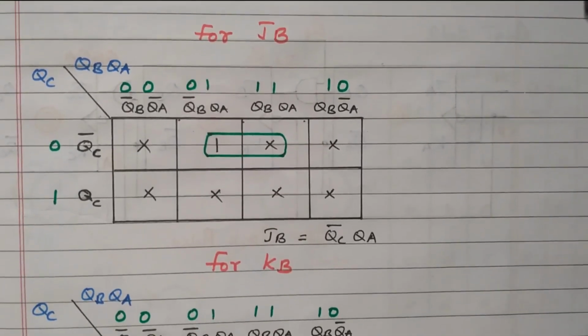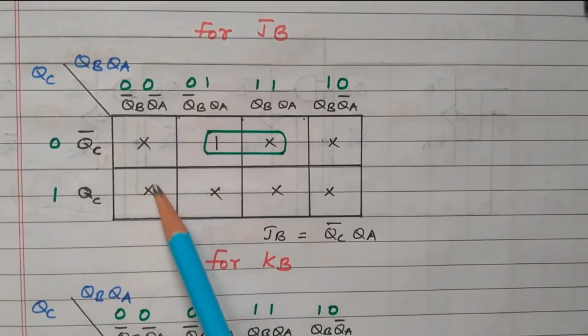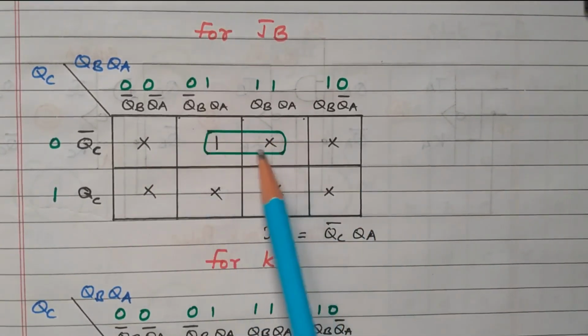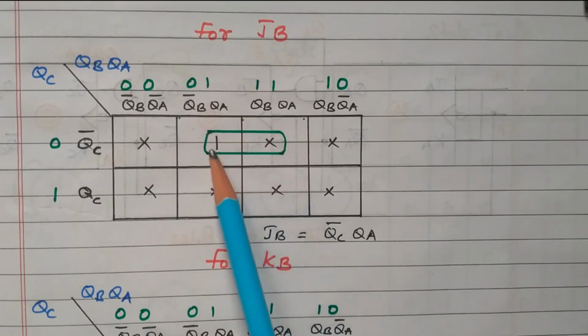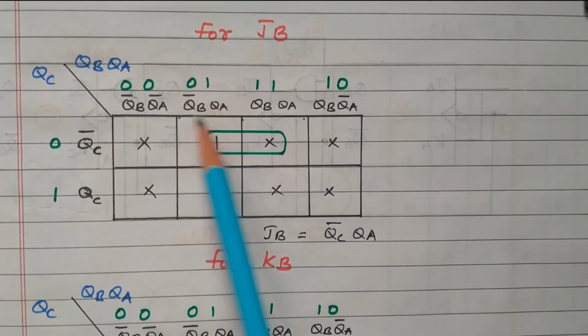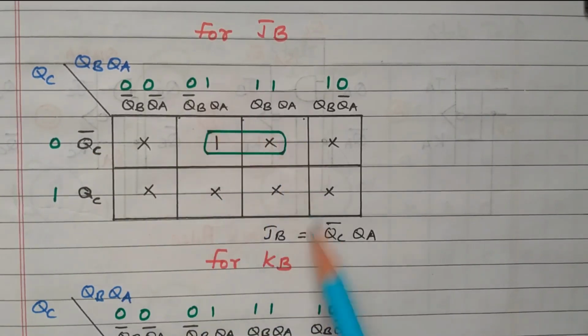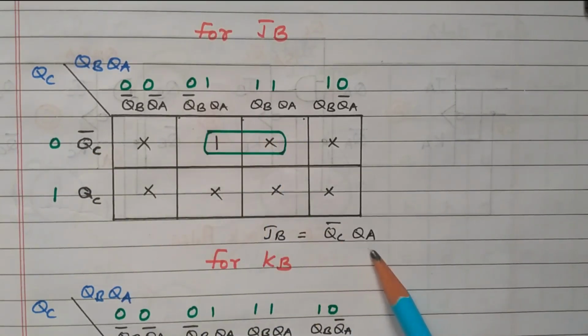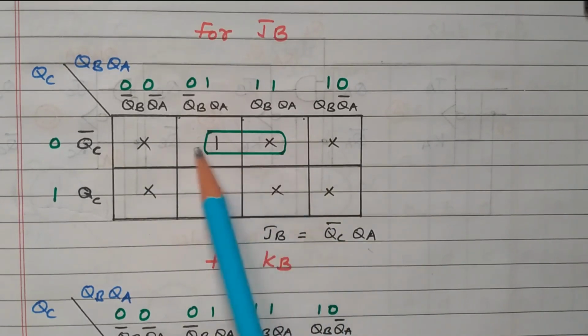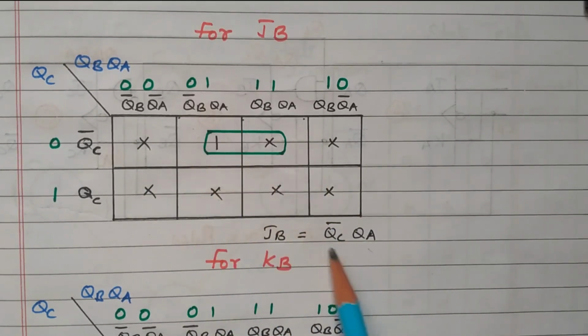Now we'll go to JB, the expression for JB. Right. So here only this is 1, the remaining are cross marks. So we can combine these 2. While combining these 2, what did we get? We have to refer to this QC bar here, QB bar cancels, only QA. So QC bar QA, right. And also we can combine all, so that JB equals 1 also, that is also correct. This is another case; here we only combine these 2, right. QC bar into QA.